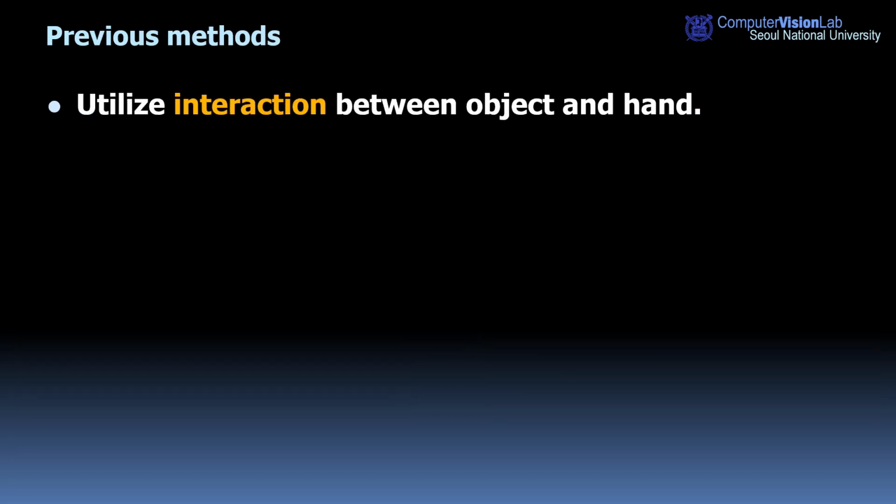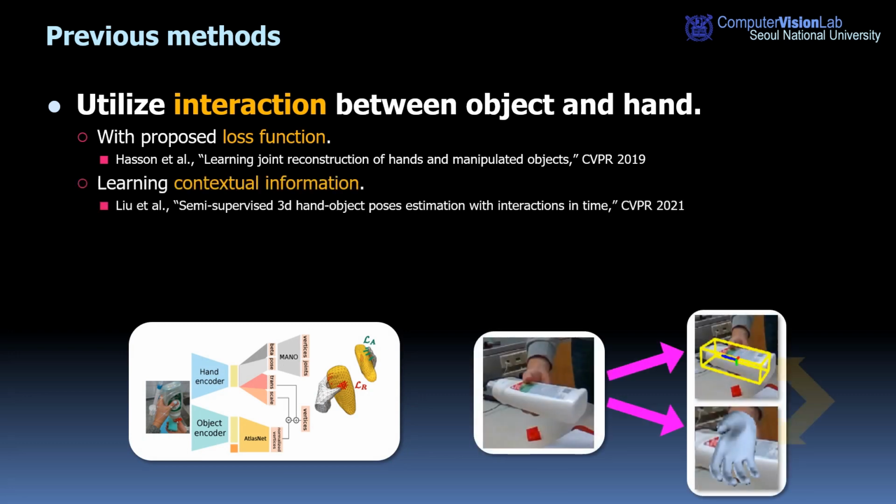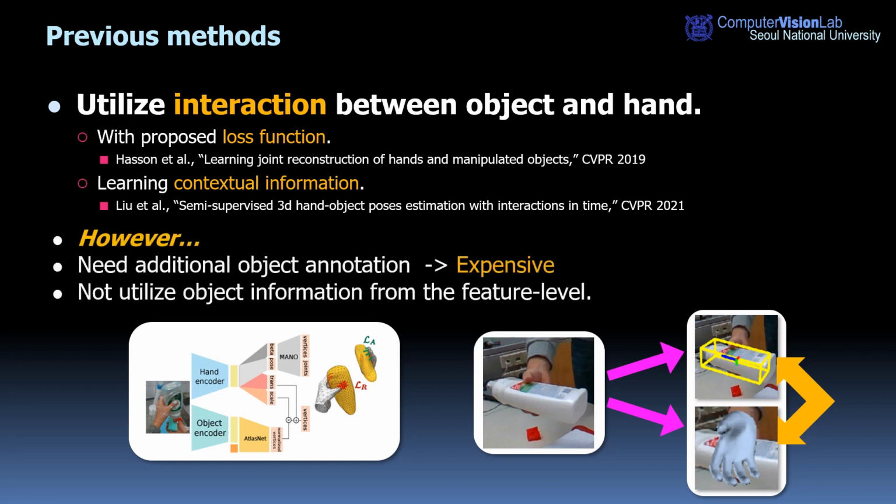Therefore, previous methods tried to utilize interaction between object and hand to compensate for the missing hand information caused by occlusion. For example, Hasson proposed novel losses to reflect physical constraints for interacting hand and objects, and Liu proposed contextual reasoning and tried to enhance the hand representation by utilizing interaction, but fails to get better results. However, these methods need additional object annotations, which require expensive costs.